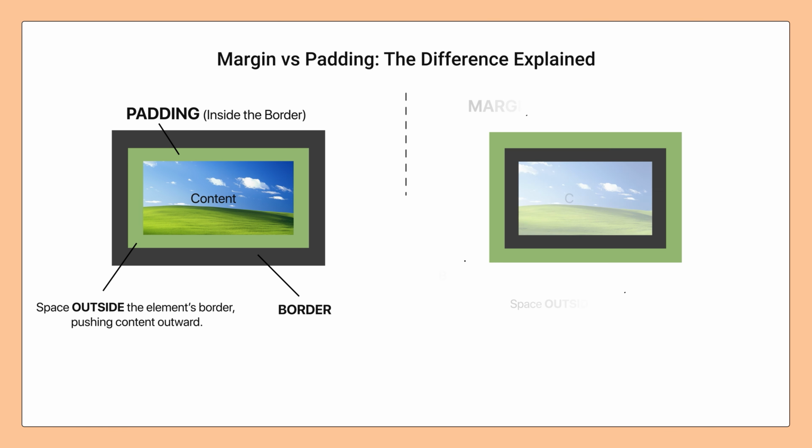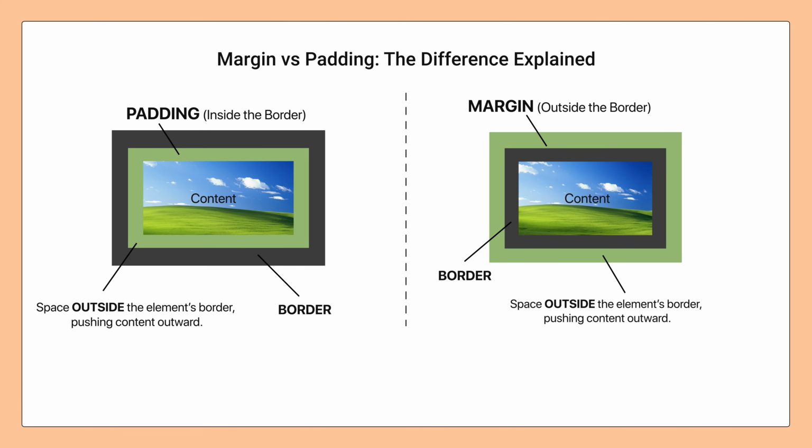Margin is the space outside the frame. It's the gap between your picture frame and the wall, or the space between this frame and other frames next to it. It pushes the entire element outward, creating distance from other elements.